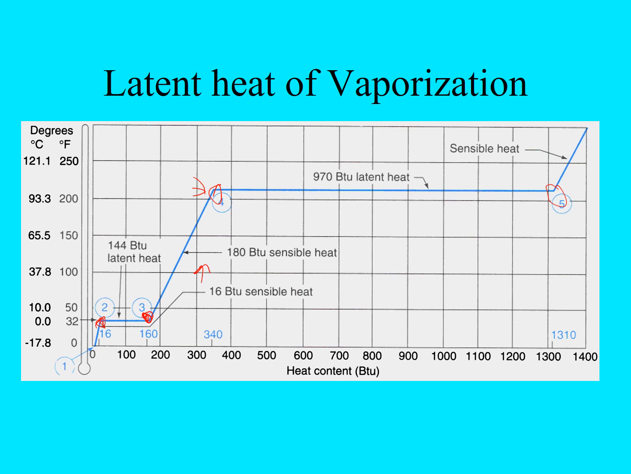Now, if we add more heat to this, we're going to have a sensible heat change. So now we're going to have an increase in temperature. Once we raise the temperature above 212 degrees Fahrenheit, that is considered superheated. So now we have vapor that has increased its temperature, so it's considered superheated. And this is the latent heat of vaporization.